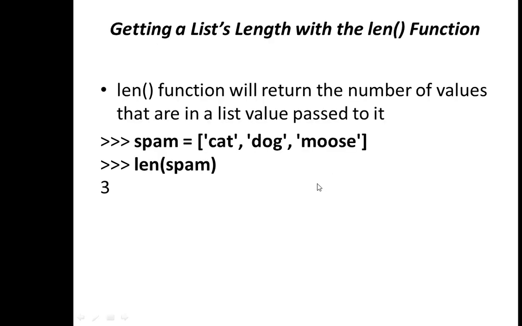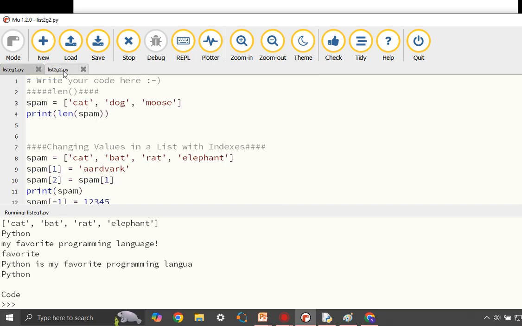So coming to the next concept, if you want to find the length of a list, it is very easy. You just need to use the len function. It will return the number of values that are in a list value. So for example, the spam here has 3 items. So when I say length of spam, it will actually print 3.